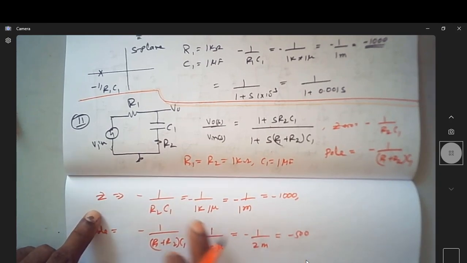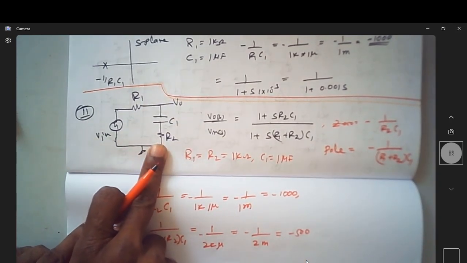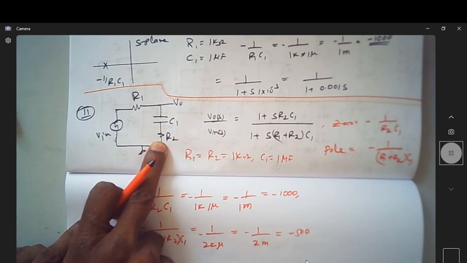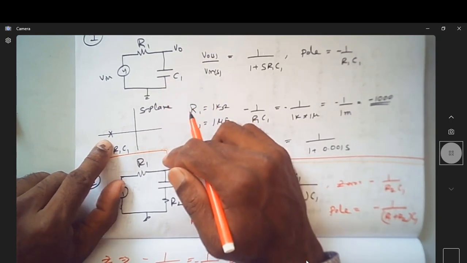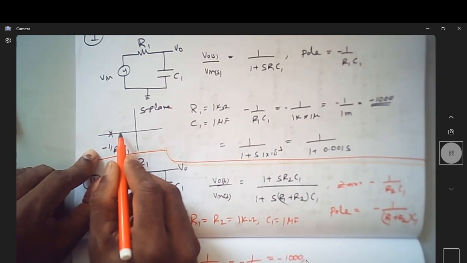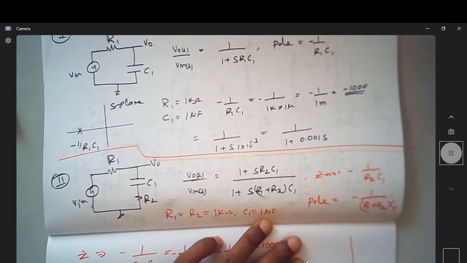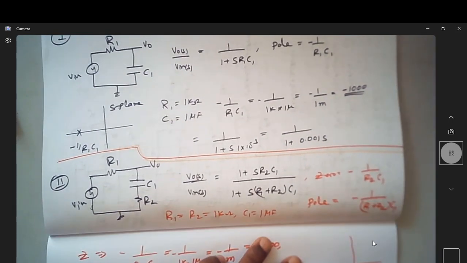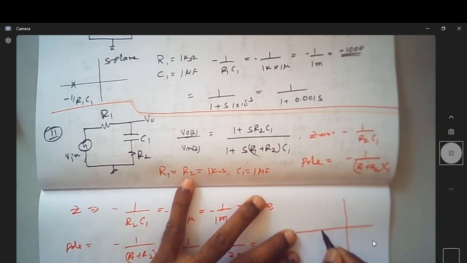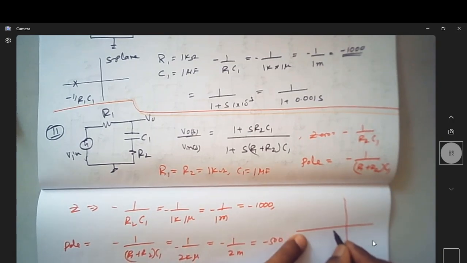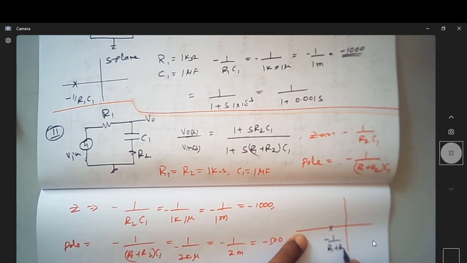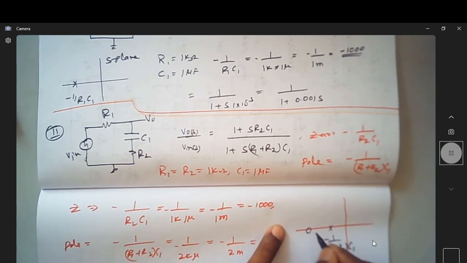So the moment I add a resistor here, this was my original position when there was no resistor. The pole was actually here at minus 1 over R1 C1. It actually comes to minus 1 over (R1 plus R2) C1. The 0 comes out at minus 1 over R2 C1.